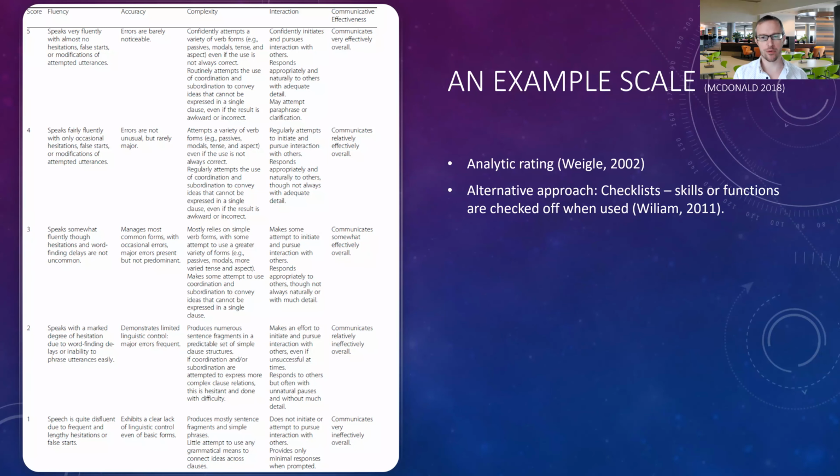An alternative approach for assessing interactional competence could be a checklist-type approach, whereby the examiner checks off skills as they have been used. Usually this would be a summative type of test where particular skills have been taught and then their use is assessed in the speaking test.